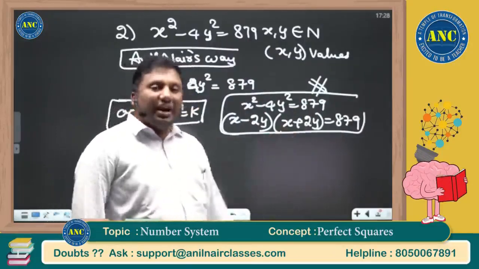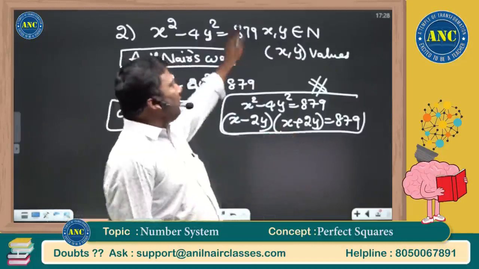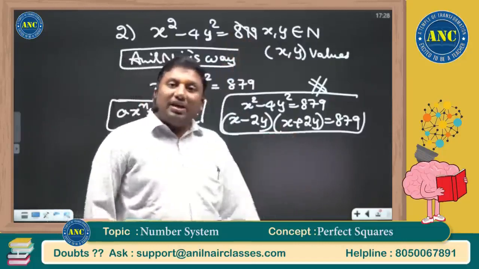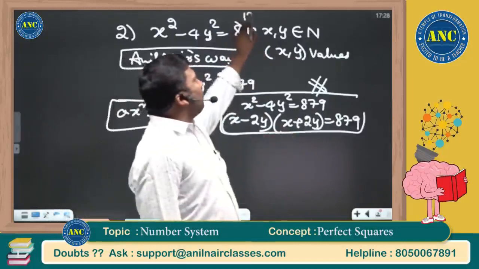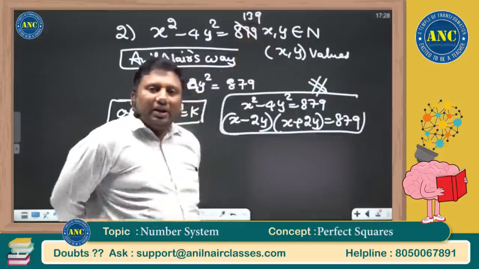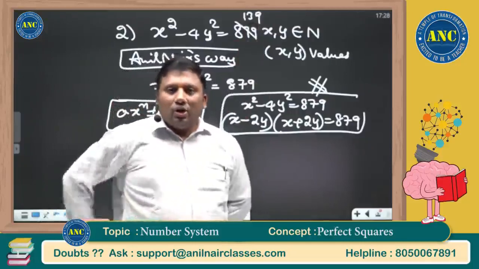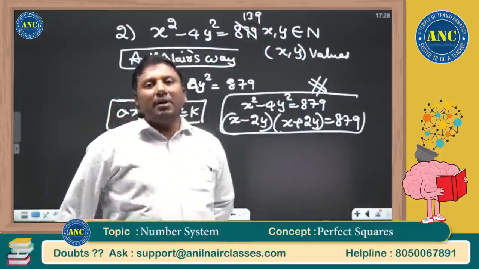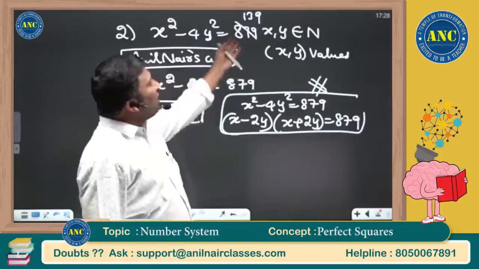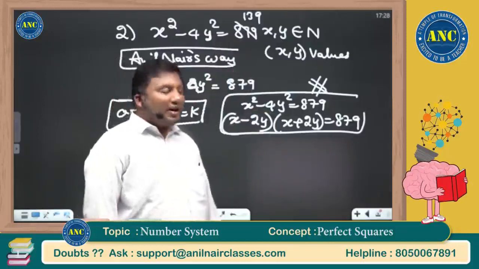You have to factorize 879. What if instead of 879 there is some other number, for example 139? What is the sum of the digits? 1 plus 3 is 4, 4 plus 9 is 13. You have to check whether a number is a prime number or a composite number. Here we got a composite number, so you can take factors.